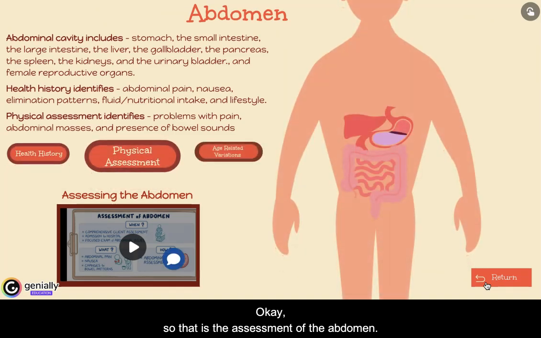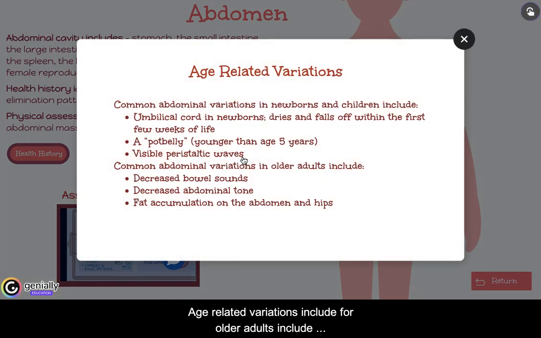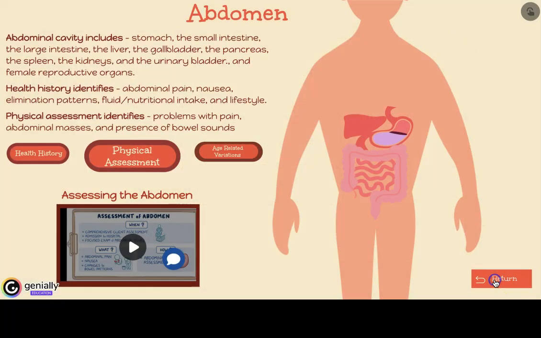So that is the assessment of the abdomen. Age-related variations include, for older adults, decreased bowel sounds, decreased abdominal tone, fat accumulation on the abdomen and the hips.